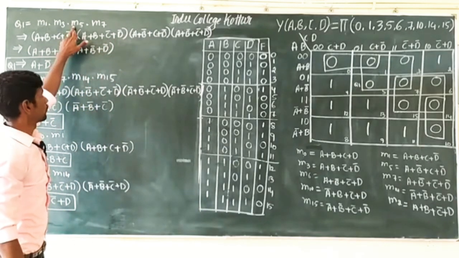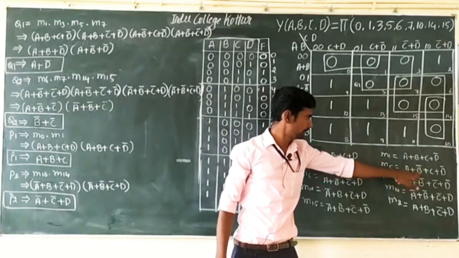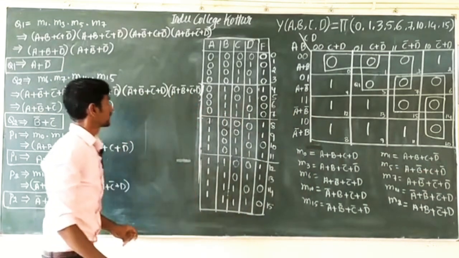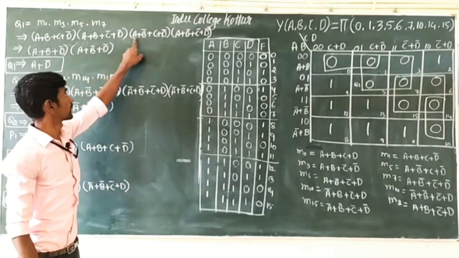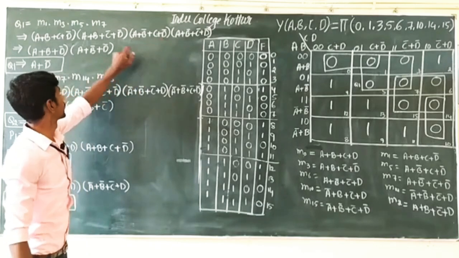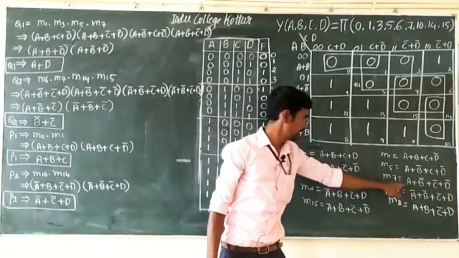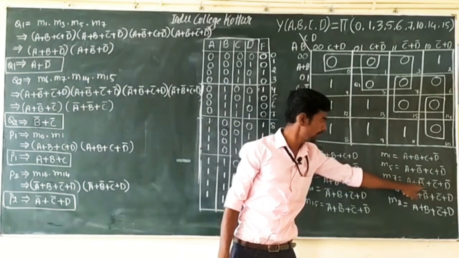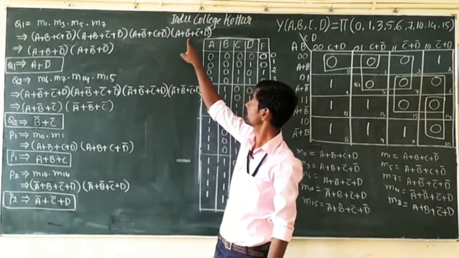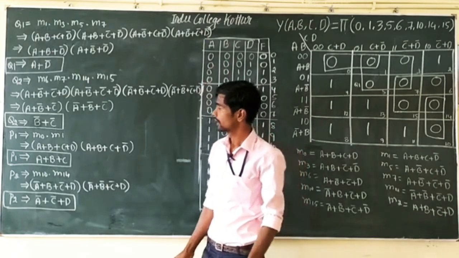Next, M5 values: a plus b complement plus c plus d complement. Last, M7. Here is M7: a plus b complement plus c complement plus d complement.